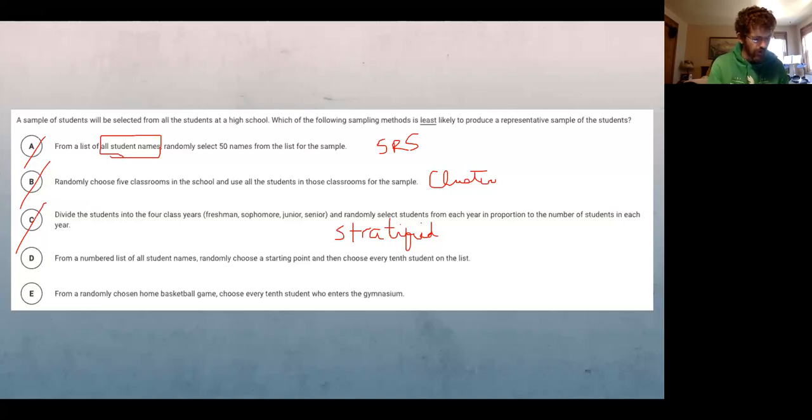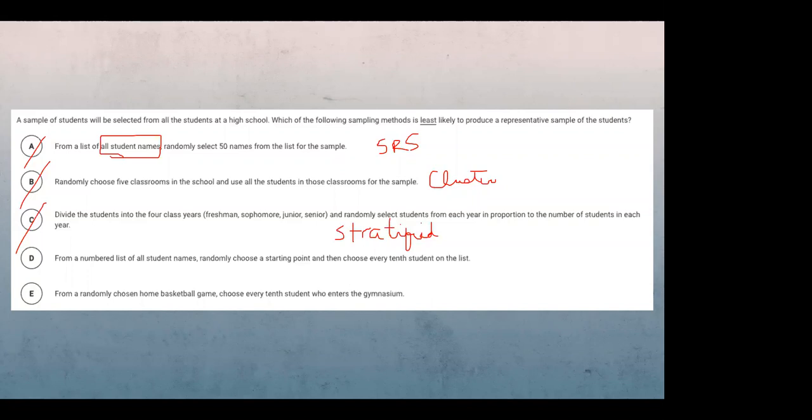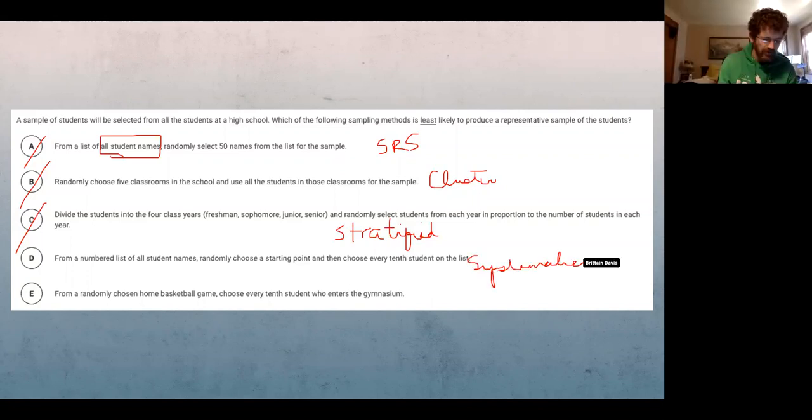From a numbered list of all student names, randomly choose a starting point and then choose every 10th student on the list. Anyone know what that's called? Systematic sample. You got it. All right, we're almost done. But anyways, all student names. So that should be representative.